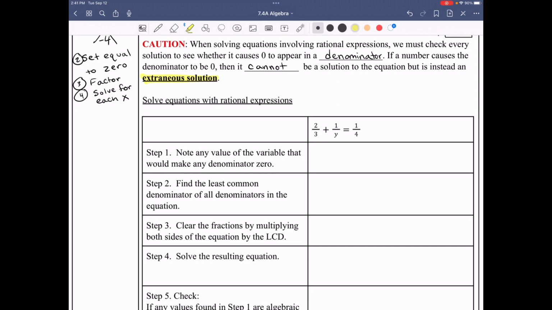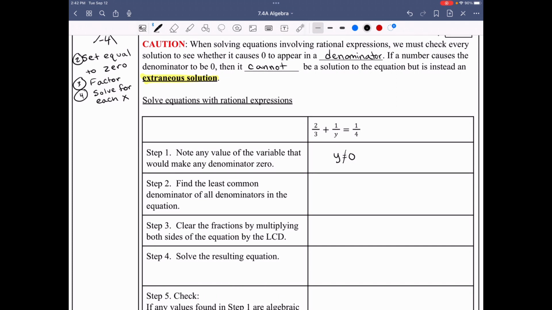So we have 2/3 plus 1 over y equals 1/4. It says note any value of the variable that would make any denominator 0. Well, the only time that we might have a 0 in the denominator is if y equals 0. So y cannot equal 0.